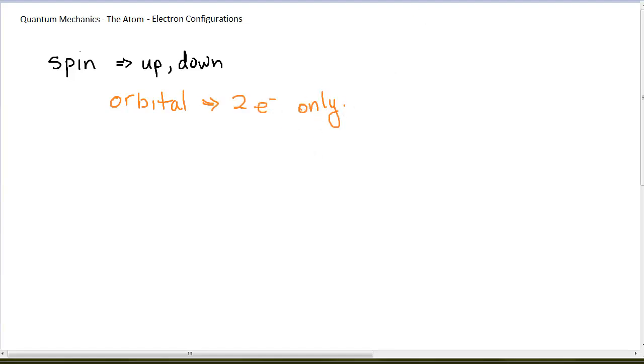For that reason, in each orbital, only two electrons will fit, and they'll only fit with one spinning up and one spinning down. So now we know about the orbitals from the previous video, and now we know that because of their spin, only two electrons will fit into each orbital, and so now we can start building a picture of where the electrons are in the orbitals.